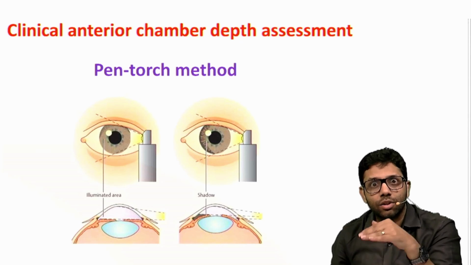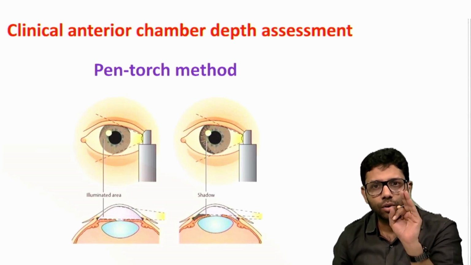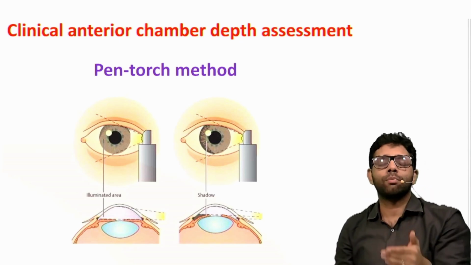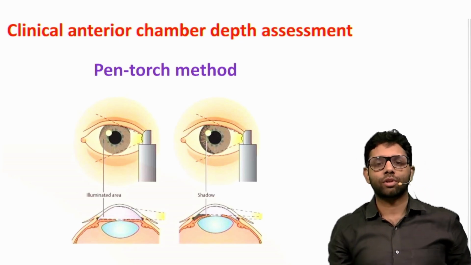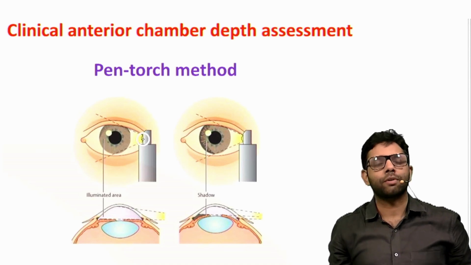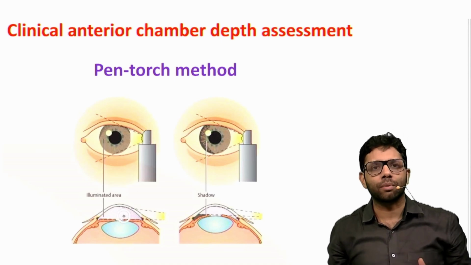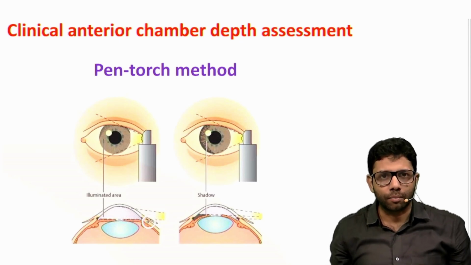The staging of gonioscopy is not asked. The grading is not asked. Schaffer grading is not asked. But this: how to know clinically whether the anterior chamber is normal, deep or shallow. You can throw a torchlight from the periphery, and if the angle is open, meaning a deep anterior chamber, the iris will not come in the path of the light.